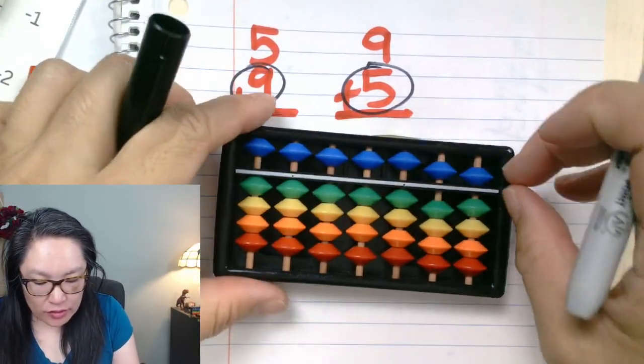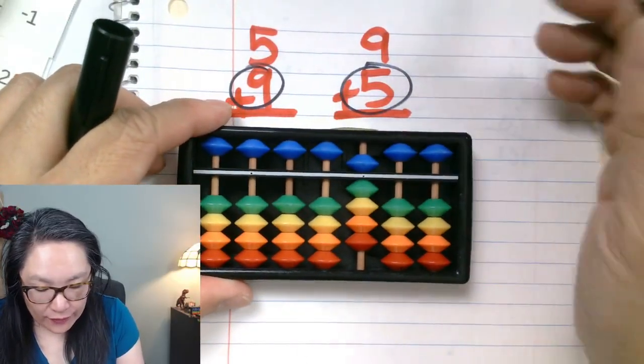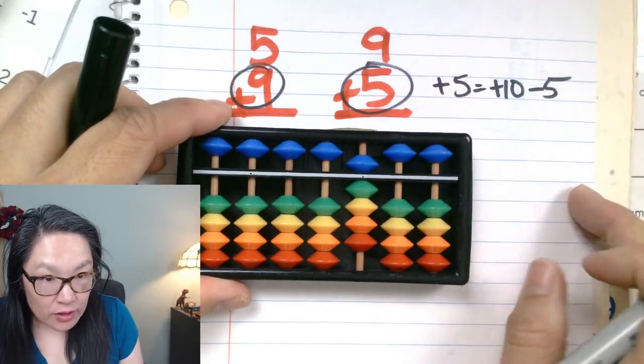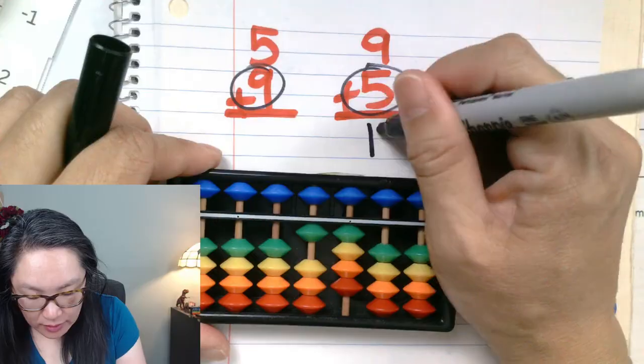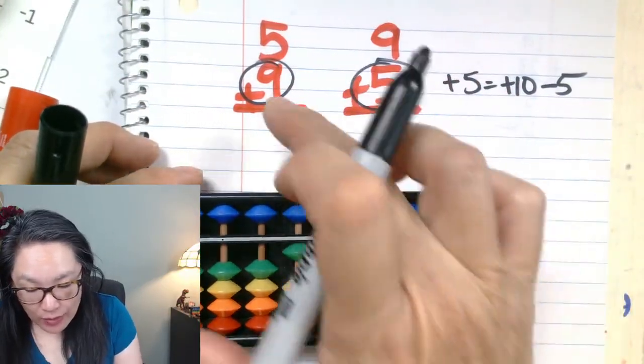So the first thing, let's do 9 first. We do 9 and we want to add the 5. We know plus the 5 is equal to plus the 10 minus 5. So we plus the 10 and we take away the 5. Then my answer is 14. They're the same? No, they're not the same. Why? Because now we have a second add-in.